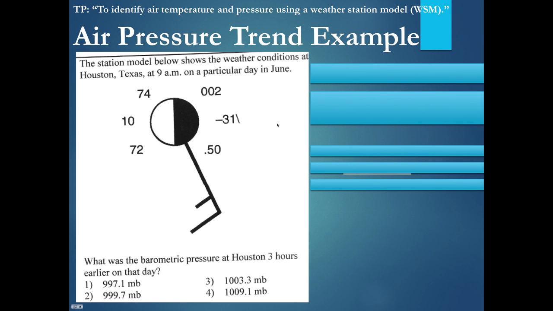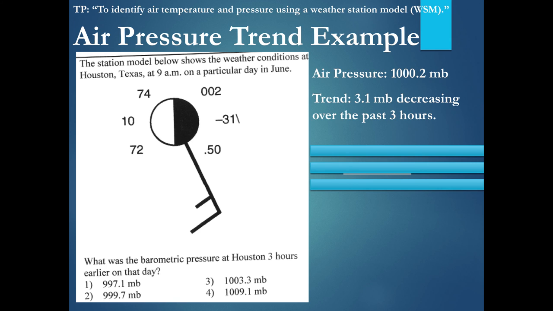So we need to utilize 2 numbers, pressure and trend. So our air pressure is 1,000.2 millibars, right? It's below 500, add a 10 in front, place a decimal point between the last 2 numbers. Next, our trend. Our trend is decreasing, and we place a decimal point between the last 2 numbers. So 31 is equal to 3.1 millibars. Now we have to do some math.